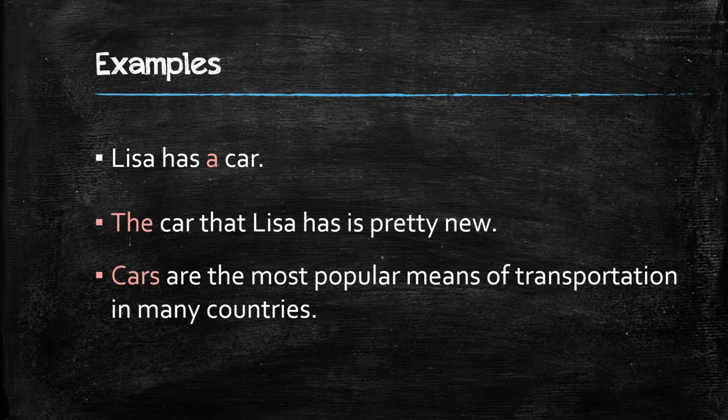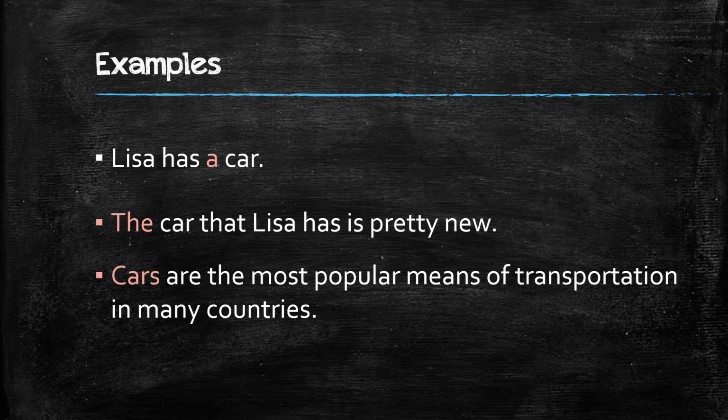Cars are the most popular means of transportation in many countries. In this moment, I'm talking about cars in general. So, Lisa has a car. The car that Lisa has is pretty new, and cars are the most popular means of transportation in many countries.